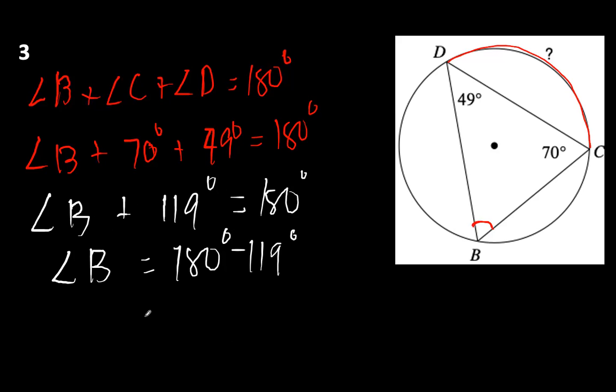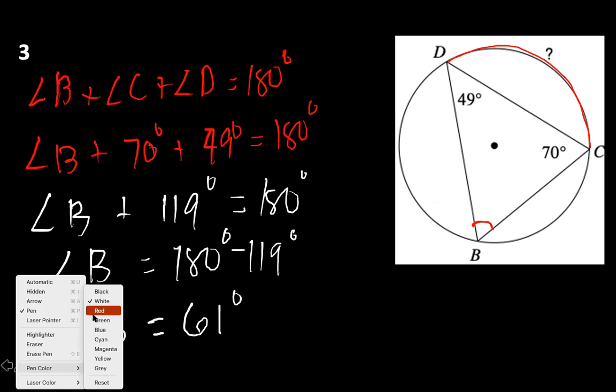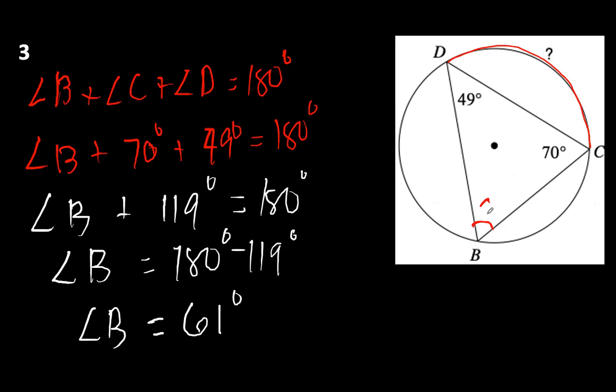Okay, and this is equal to what? This is equal to 61. Am I correct? Yeah, 61. Okay, 61 degrees. Angle B is equal to 61 degrees. So this is, let's change the color. This is 61 degrees.